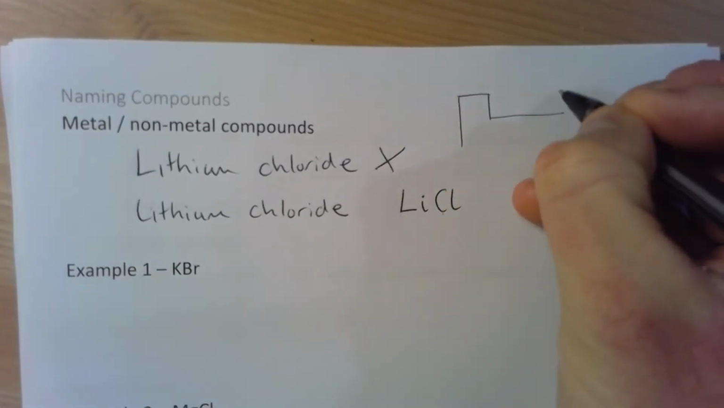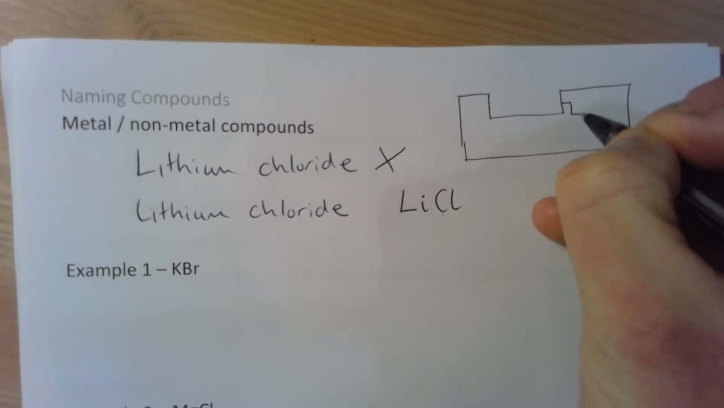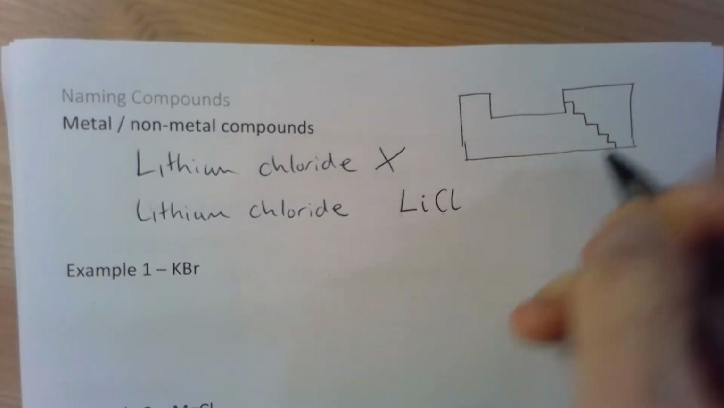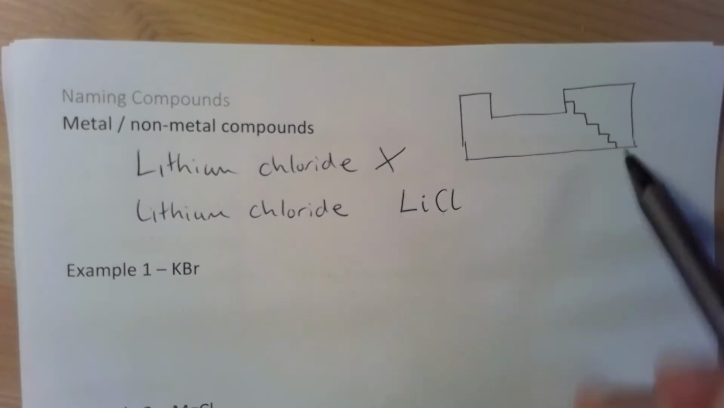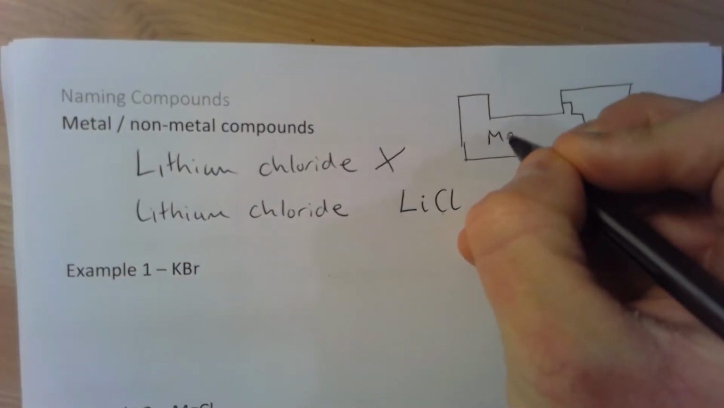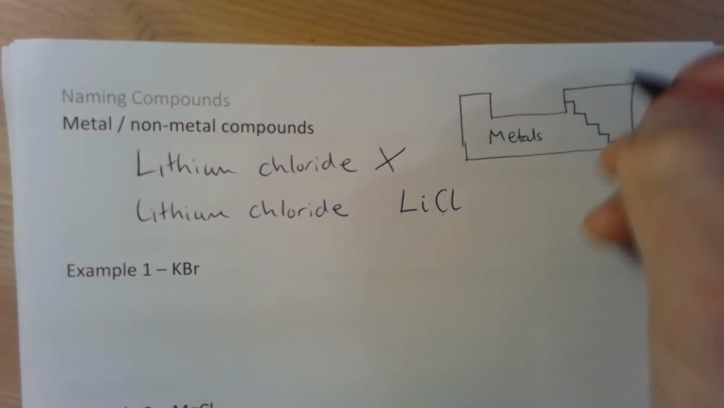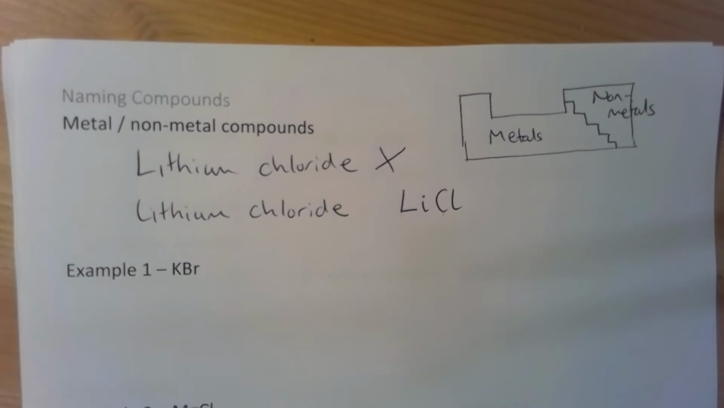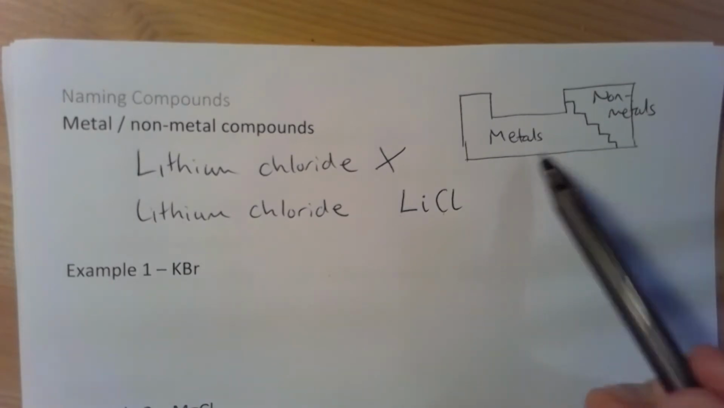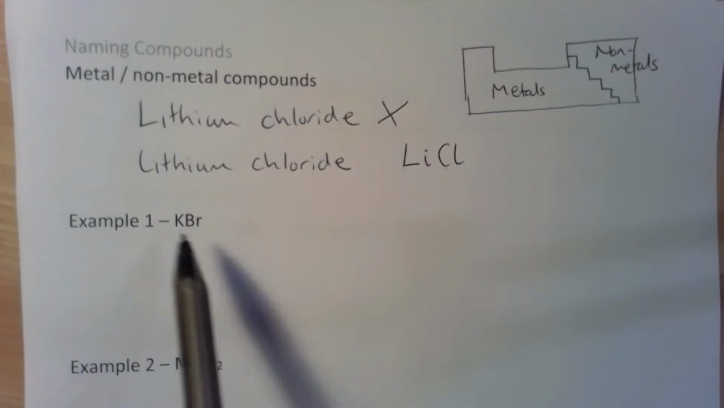So last time, hopefully you remember, if we look at the periodic table, and I'm just going to sketch really briefly the periodic table up here, we hope you drew this stair line, or you've seen this stair line on the periodic table, and all of the elements on the left of that line are metals, and on the right are non-metals. And we're going to be looking at compounds that are made up of a metal and a non-metal atom bonded together. So our first example is KBr.